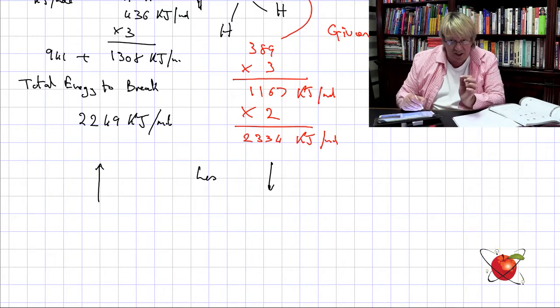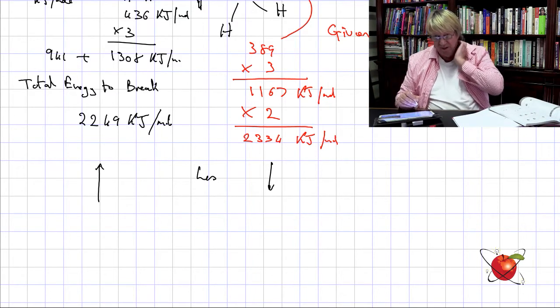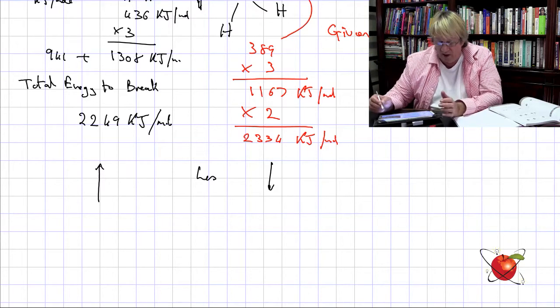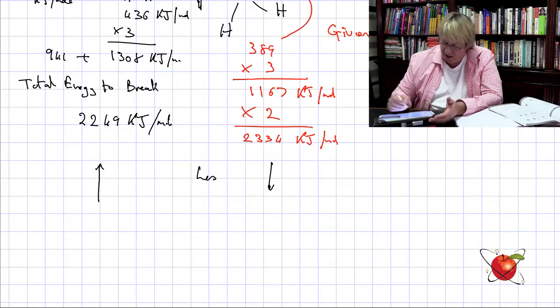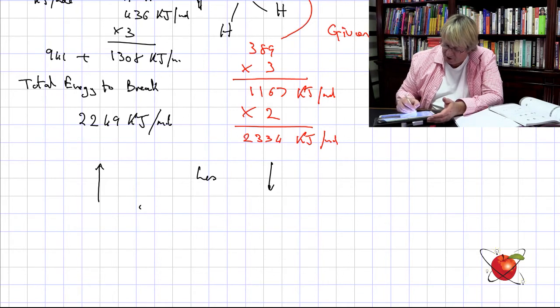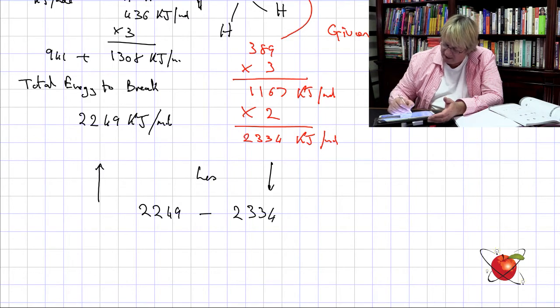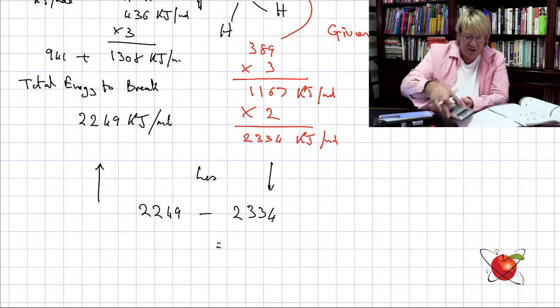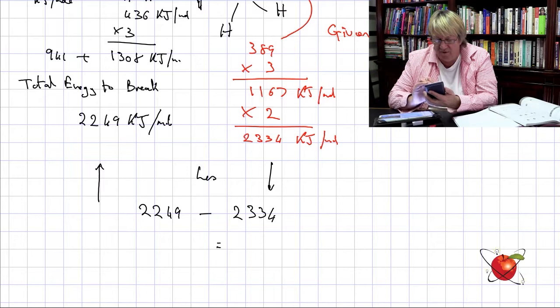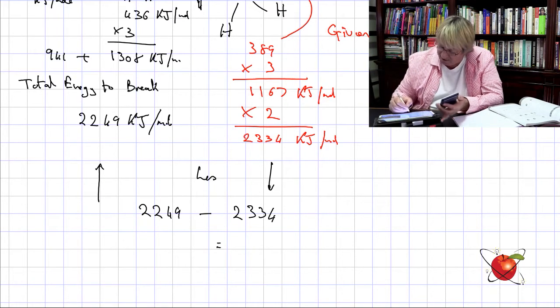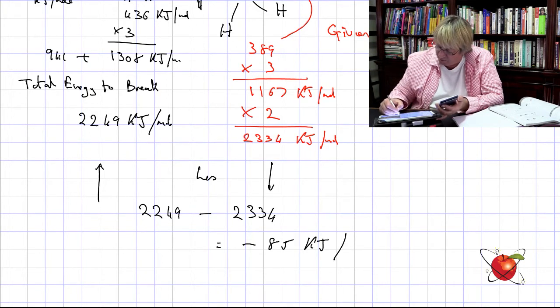This is the energy that it contained. Remember, we broke the bonds, that's what we put in. So what are we doing now? We take it off. In was 2249, out was 2334. So 2249 minus 2334 is going to be equal to minus 85 kilojoules per mole.